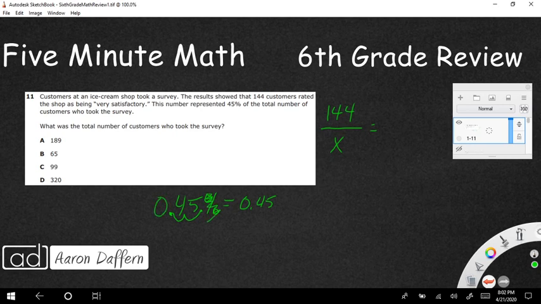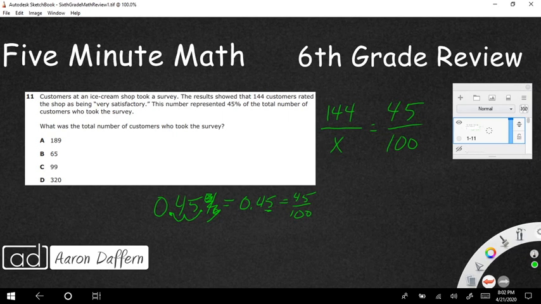Well, 45 hundredths is 45 hundredths. That's the beauty of changing it to a decimal, because now it's really easy to turn it into a fraction based on the place value. 45, that's the hundredths place, so 45 over 100. And now I have a proportion that I could use.